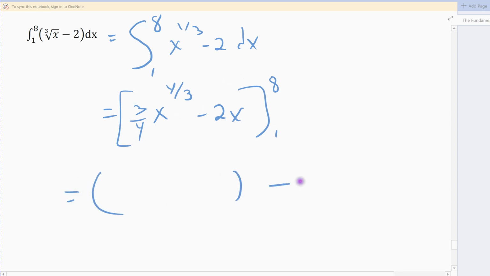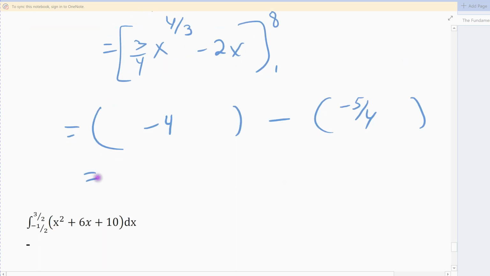And then you plug in your 8 and your 1 and take the difference of the 2. And again, these are going to come out fractions, so hit your fraction key. Actually, 8 comes out nice. It comes out negative 4, but 1 does not. It comes out negative 5/4. So negative 4 minus a negative 5/4, really negative 4 plus 5/4. So that simplifies down to negative 11 over 4. Which again, most of these so far that I've set up are more negative.